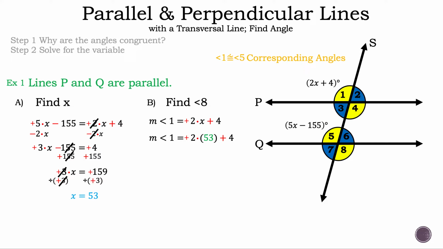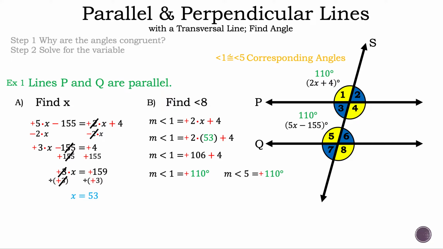Let's simplify by multiplying positive 2 and 53, and the result of that is positive 106. And now we have the measure of angle 1 is equal to positive 106 plus 4, and the result of that is positive 110. So the measure of angle 1 is 110 degrees. Now let's find angle 5, and remember, angle 1 and angle 5 are corresponding angles, so angle 1 and angle 5 are congruent, so the measure of angle 5 is also 110 degrees.